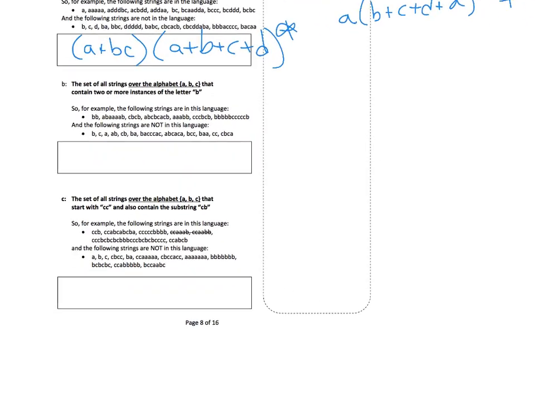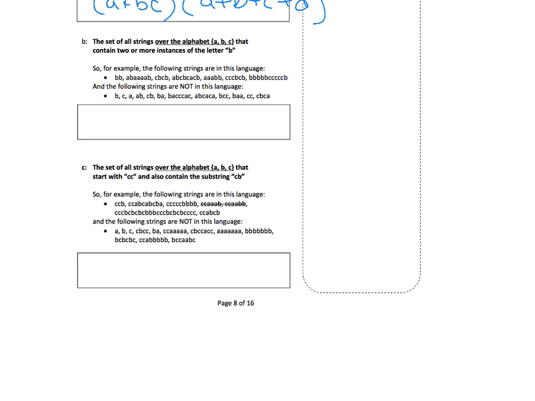All right, let's look at the next one. The set of all strings over the alphabet ABC that contain 2 or more instances of the letter B, right? So we have to have at least 2 B's in the language. And of course, in each of these examples, I give examples of what's in there and what's not, and you can look at those and think about it. But we have to have at least 2 B's, right?